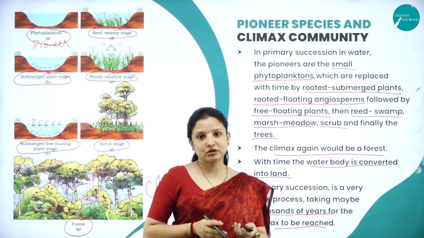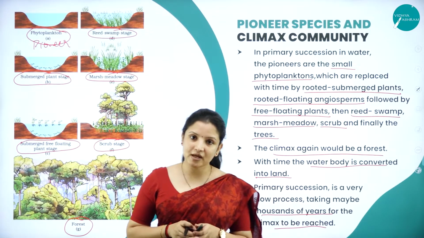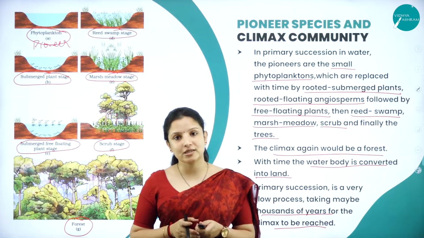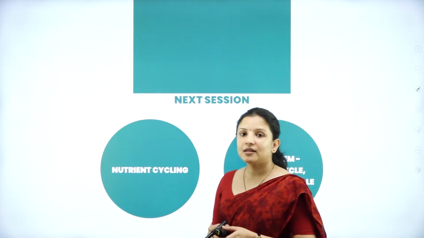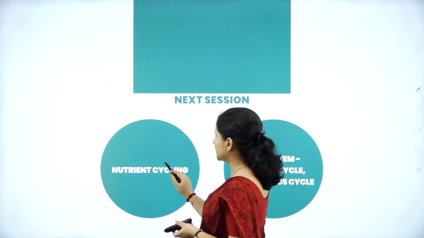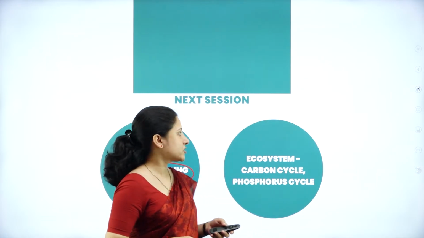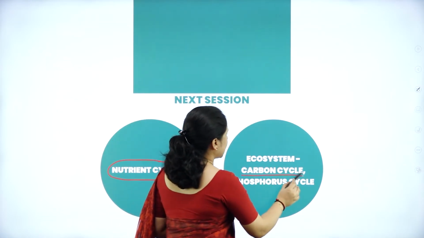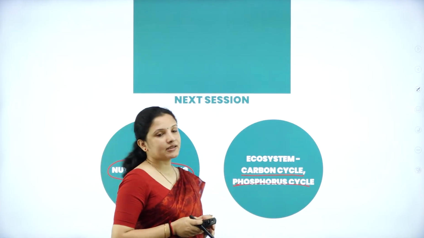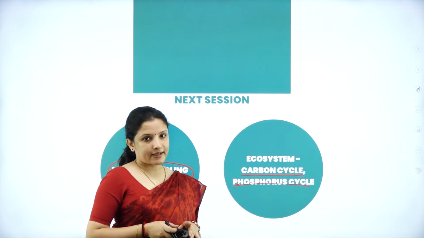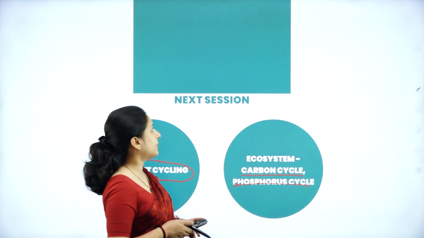I hope you understood this session, wherein we studied about the ecological pyramids and also about ecological succession. In the next session, we shall study the last component of the ecosystem, that is nutrient cycling. In nutrient cycling, we shall study the carbon cycle and phosphorus cycle, which are the two important cycles given in your textbook. We will concentrate on these two cycles, what exactly happens there.